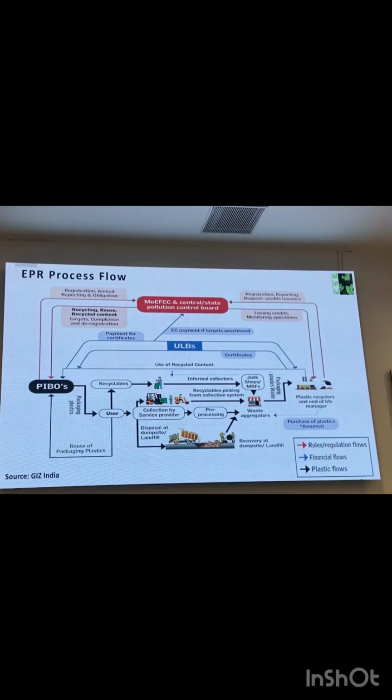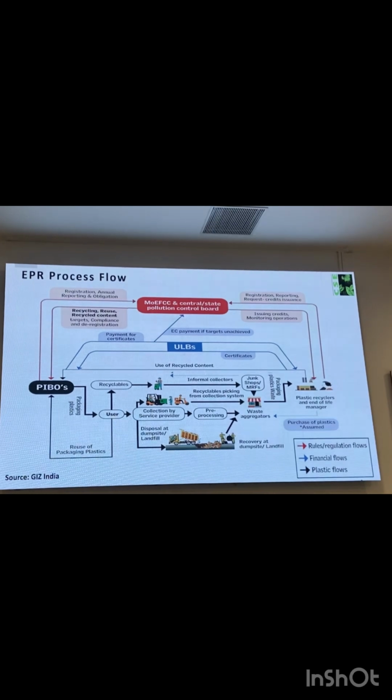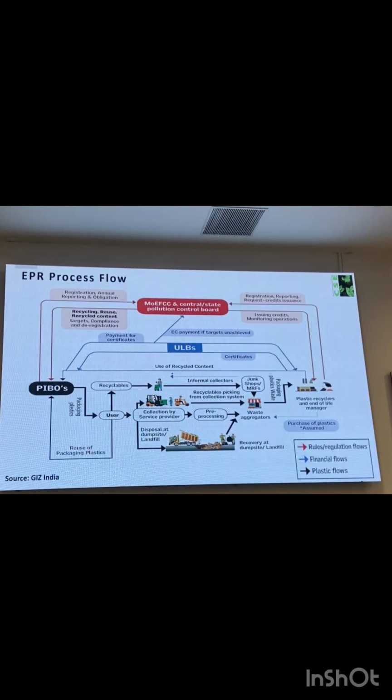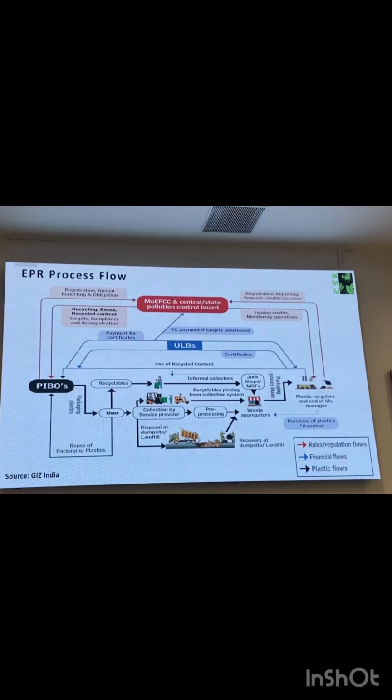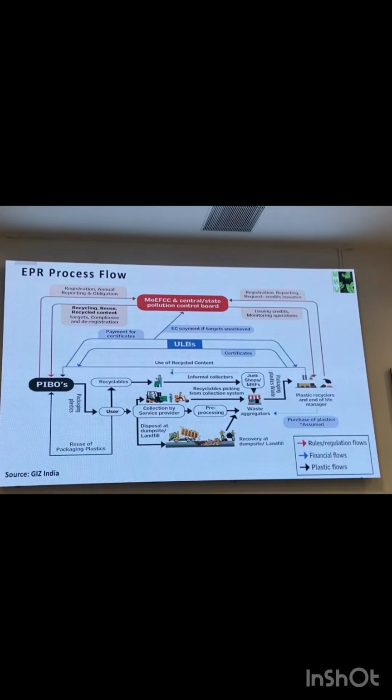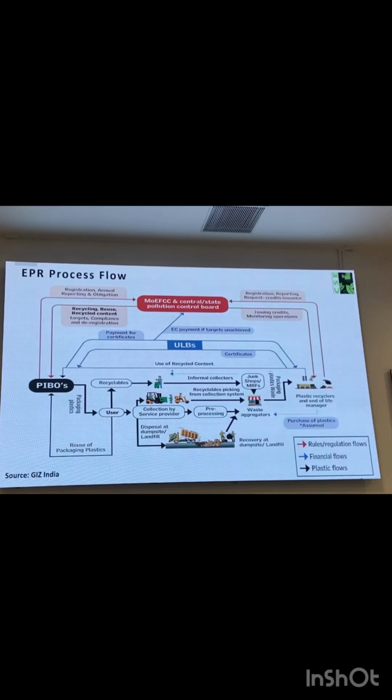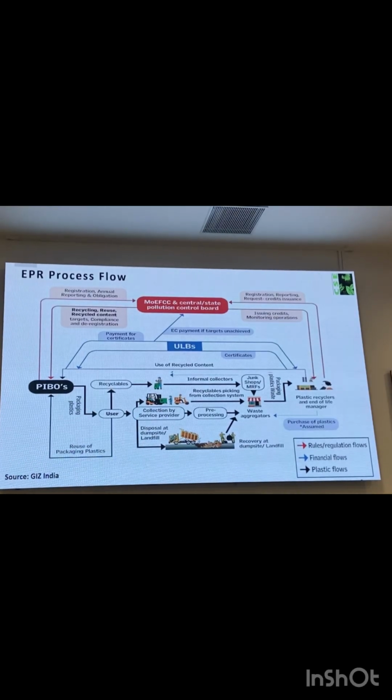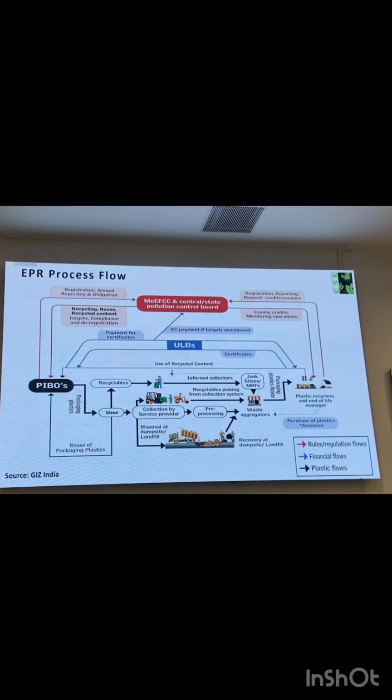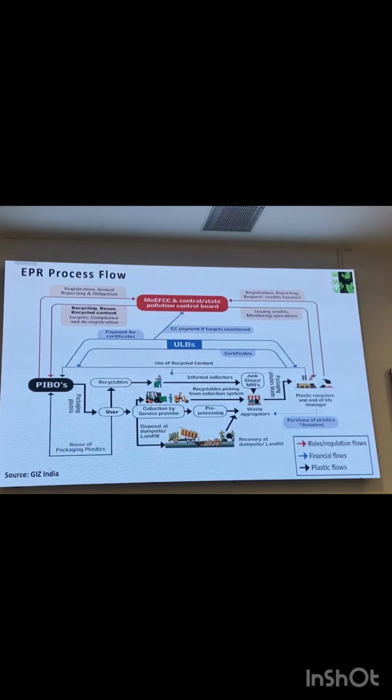The second possibility is the ULB identifies a piece of land and sets up its own recycling facility. In this case, again, they have to get CTE, CTO, and comply with the Air Act, Water Act, everything. But the certificates can be generated by the local body itself, and it can also directly trade with the PO, just like PWPs are doing. But in this case, the ULB itself is a PWP.